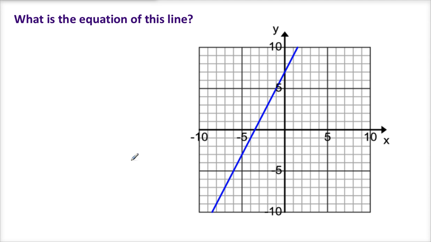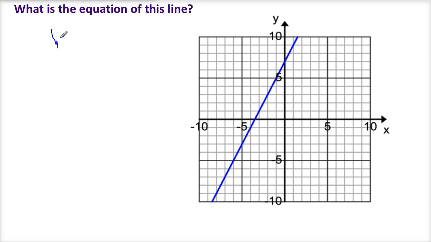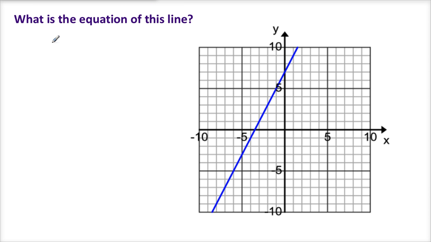So we're working backwards now. Remember, the two important pieces of information in slope-intercept form are the slope and the y-intercept. So from this graph, we need to find the slope and the y-intercept. The y-intercept should be pretty simple. It's simply where my line crosses the y-axis. So it looks like it crosses at 7.